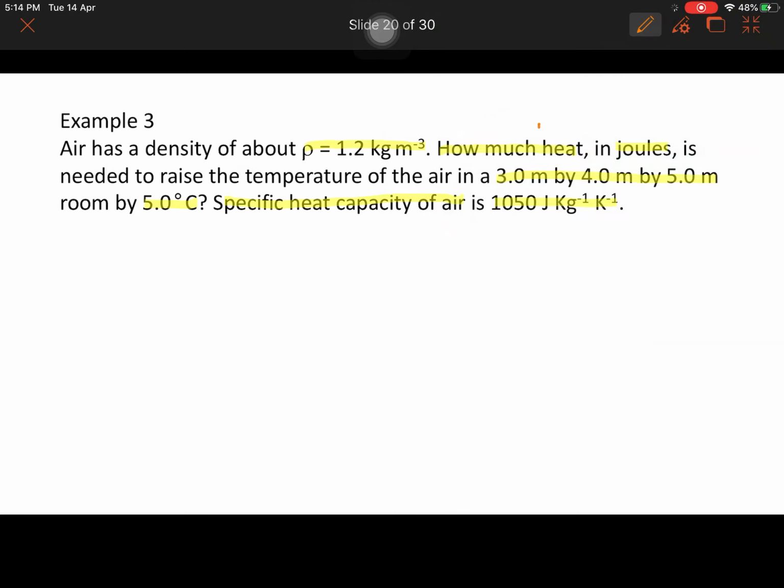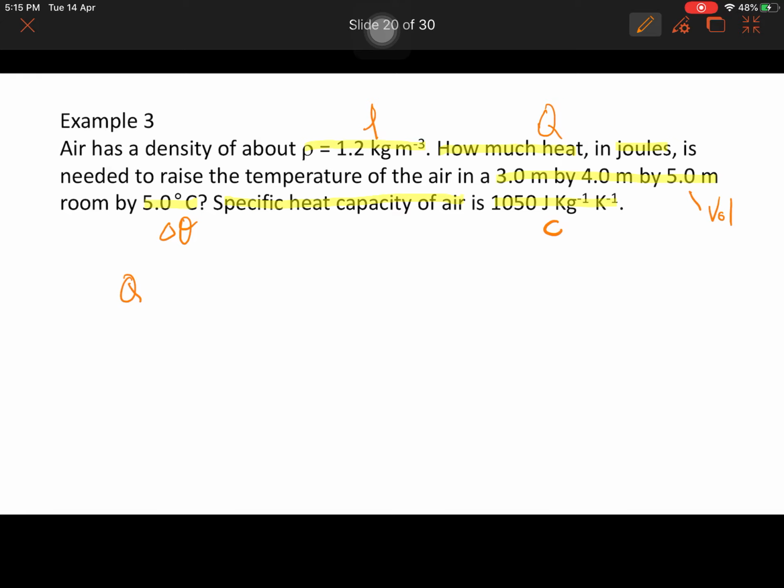Alright, now, remember I told you that whenever you do questions, always label. So they gave us density. The question is asking us for how much heat energy. So heat energy, you can either use E or Q. For this topic, we use Q to represent energy, okay? Then they gave this to us. We know that this is the volume. They gave us the change in temperature, and they gave us specific capacity C. So I've labeled everything. So what do we do?